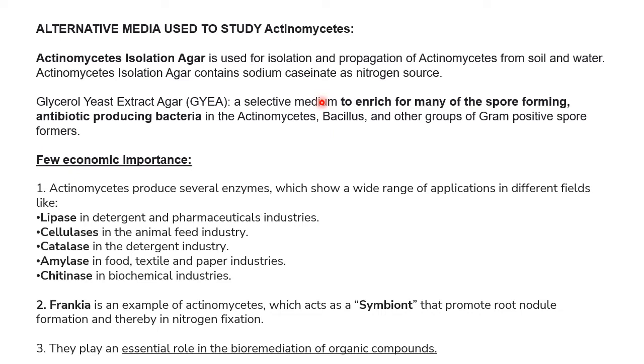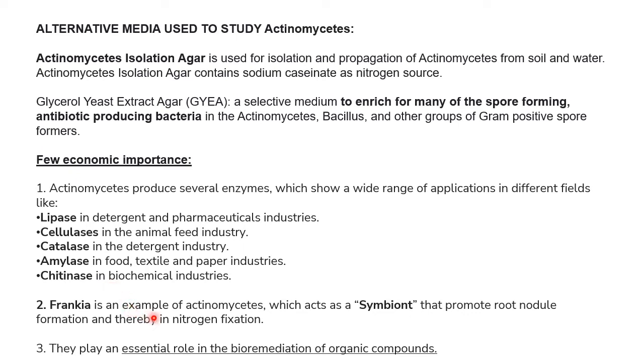Okay, then a few of the economic importances to mention here. So we know that actinomycetes produce several enzymes which have a wide range of applications in different industries. So lipase is used in detergent and pharmaceutical industries, cellulase is used in the animal feed industry, catalase is used in the detergent industry, amylase in food, textile and paper industry, and chitinase in biochemical industries.